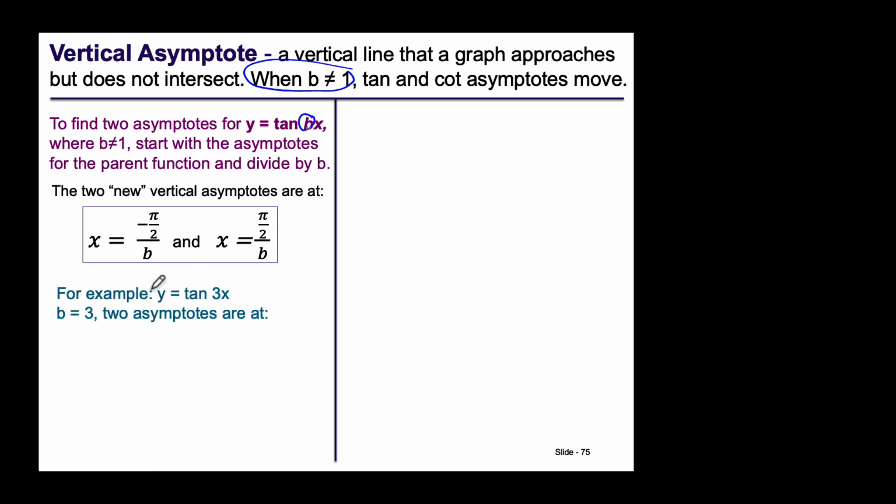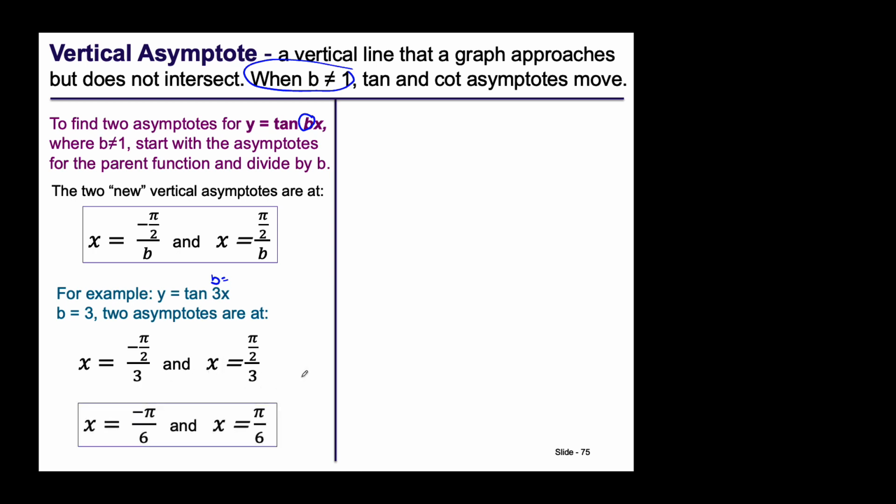For example, y equals tangent of 3x, here b equals 3. So the two asymptotes would go from where they were in the parent function, negative pi over 2 and positive pi over 2, to that value divided by b, which in this case is divided by 3. Simplifying that, the asymptotes would now be at negative pi over 6 and positive pi over 6. Not too bad. So if you're asked to find the location of the asymptotes, check out where b is. If it's anything other than 1, make sure you divide by that number to adjust.